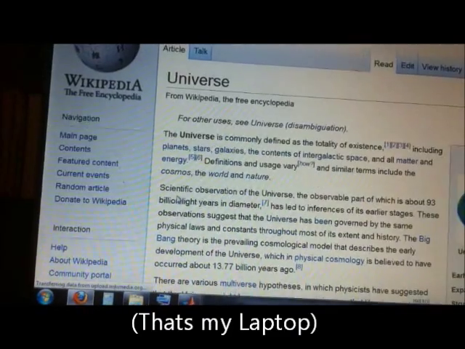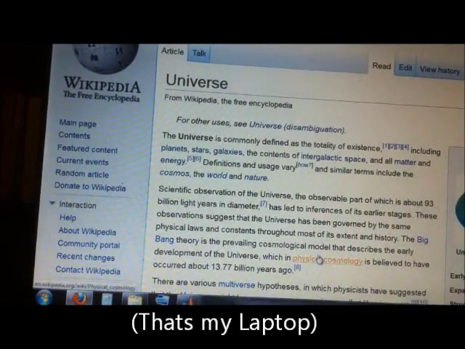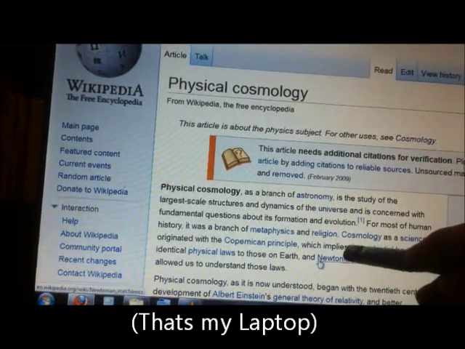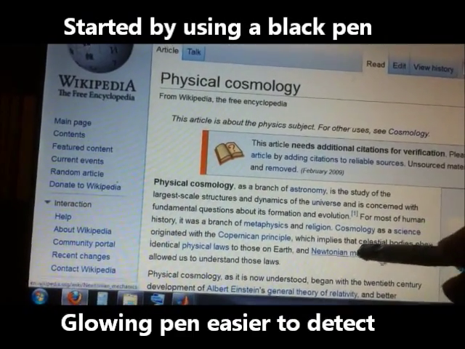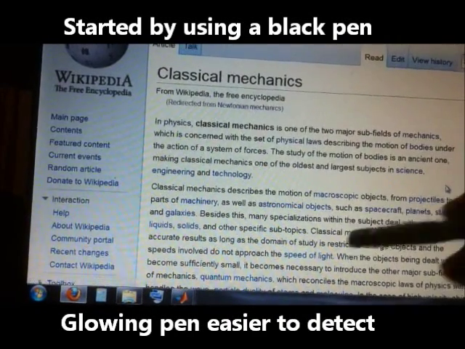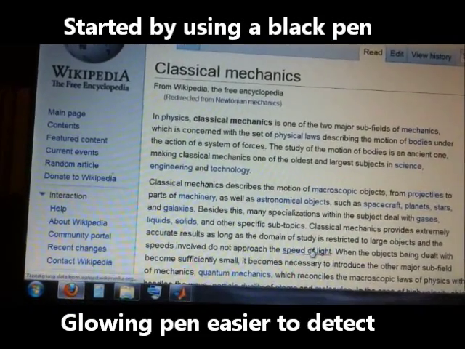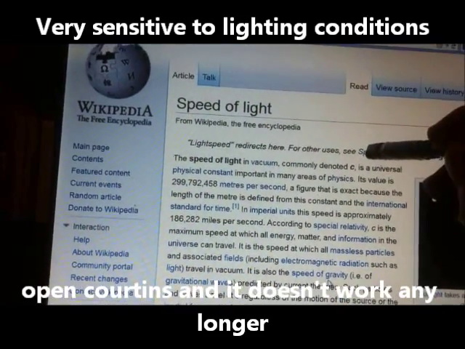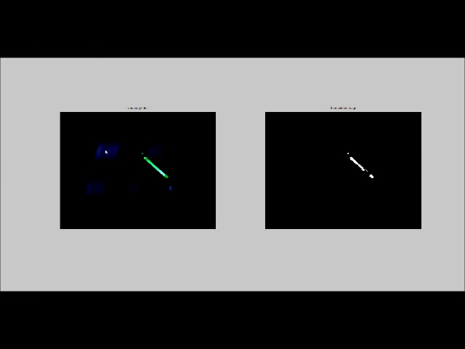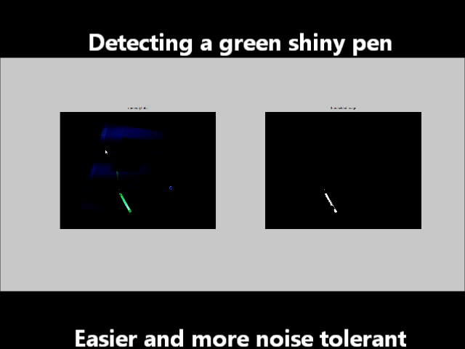You may have noticed that in the beginning I was using a green shiny pen compared to the black one that you currently see. I started off doing my experiments with such a black pen, and the fact that it appears darker compared to the screen that appears lighter on the captured frame. Detecting a green shiny pen is much easier.